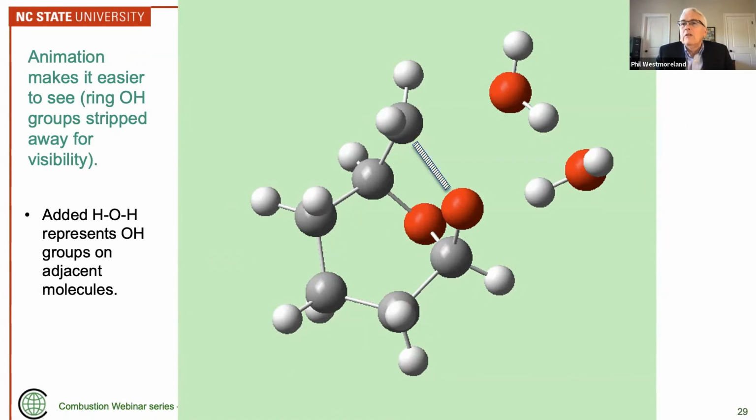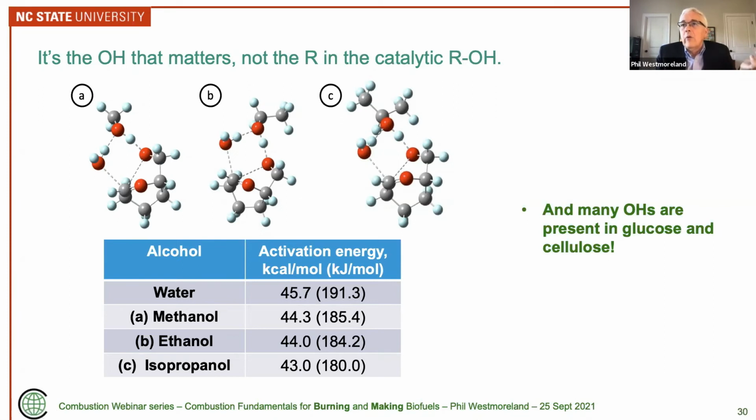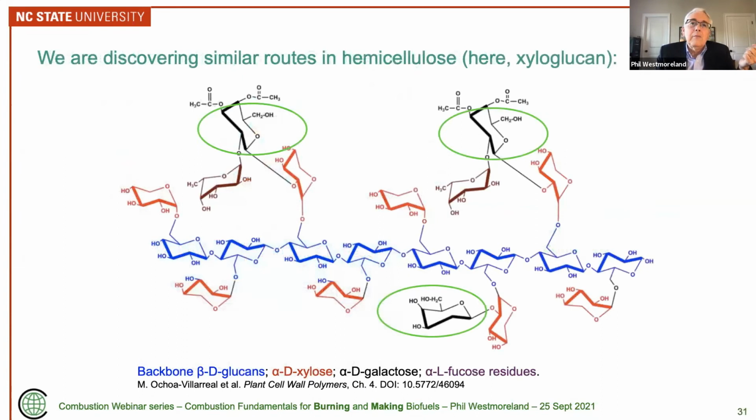Suddenly, worries about how this can happen by radicals are alleviated. And it turns out, again, it is the OH, not the R in the catalytic ROH. The activation energies don't really change if you use water or methanol or ethanol or isopropanol as the hydrogen donor there, as the OH group. And there are lots of OHs present in glucose and cellulose. So this has recently been confirmed by experiments from University of Minnesota.